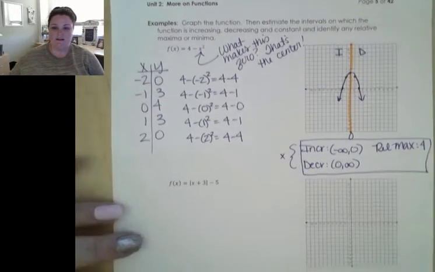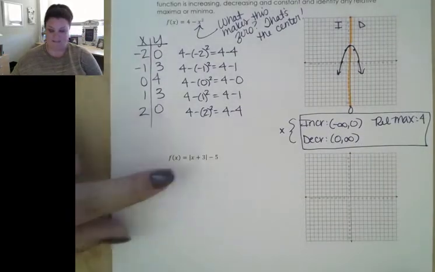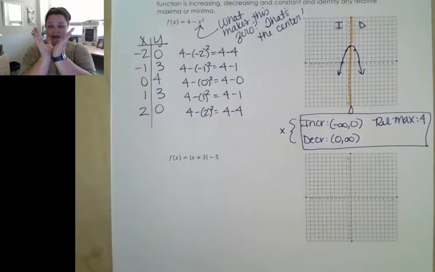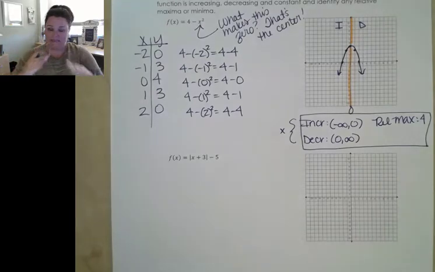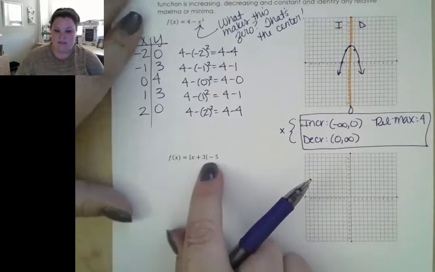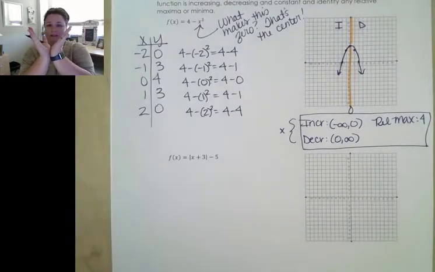All right, let's look at another one. Same idea. This one's not an x squared, so it's not going to make a parabola. It's going to make a v. Okay, absolute values always make a v, either a v pointing up or a v pointing down. So similar to a parabola, but not quite.